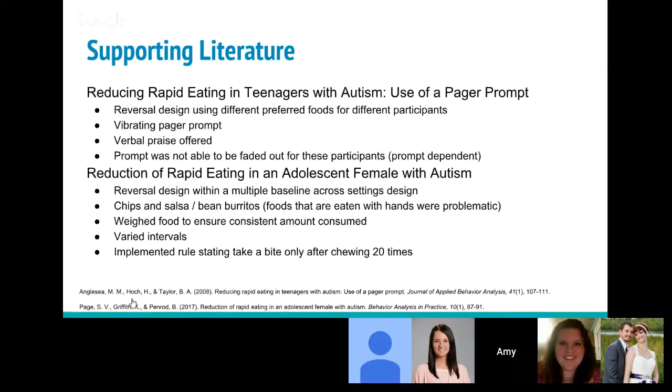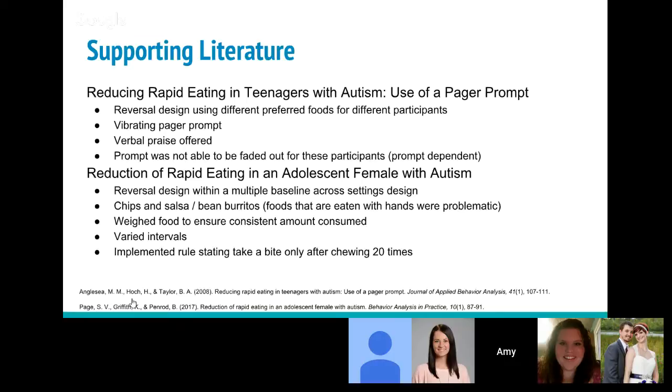So some of the literature that we found on rapid eating included an article called Reducing Rapid Eating in Teenagers with Autism, Use of a Pager Prompt. Within this article, it was a little bit different than the study that we replicated. This article used a reversal design, and instead of using one preferred food, they had multiple participants and used preferred foods of each participant, so it ended up being different foods for each participant.